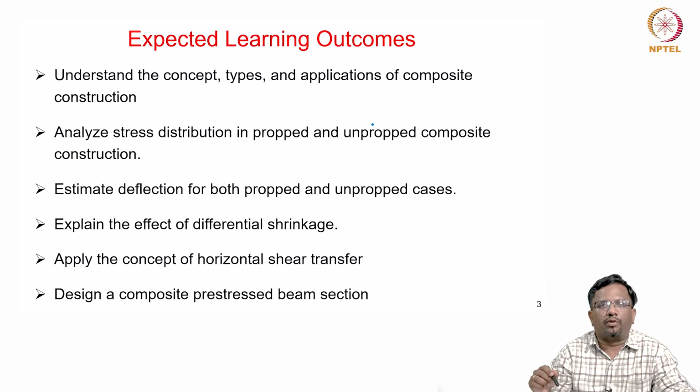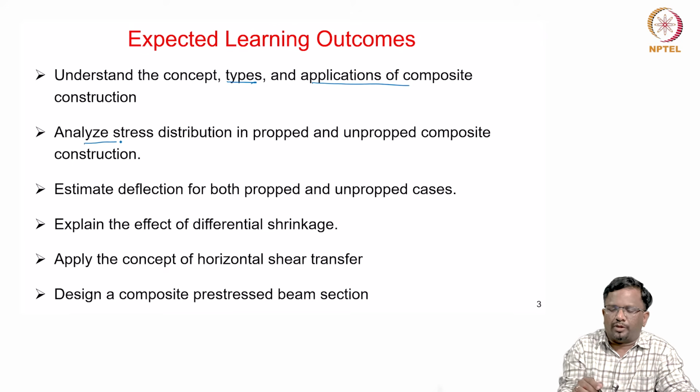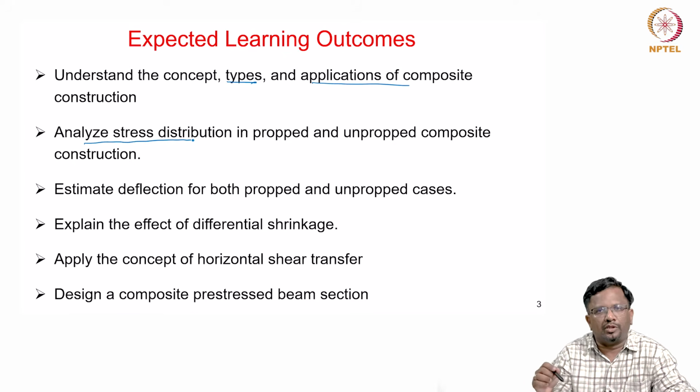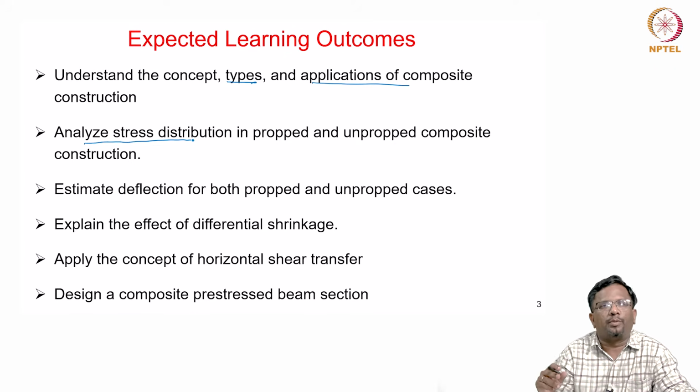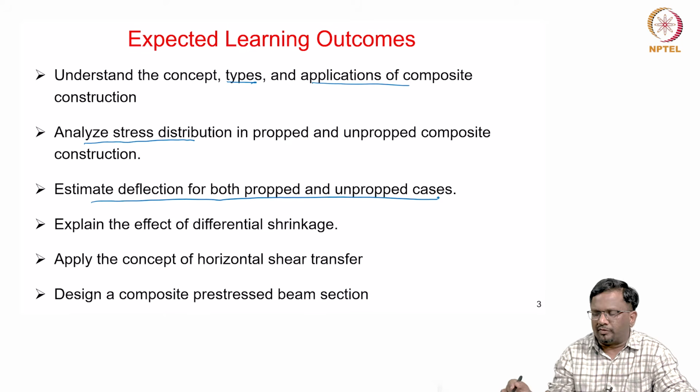Right, the expected learning outcomes are the student should be able to understand the concept, types and applications of composite construction, and the student should be able to analyze the stress distribution in propped and unpropped composite construction depending upon how the precast elements are supported. We have two types of methods of construction, propped and unpropped. The stress distribution will be different, that we will understand, and then the student should be able to estimate the deflection for the propped and unpropped cases.